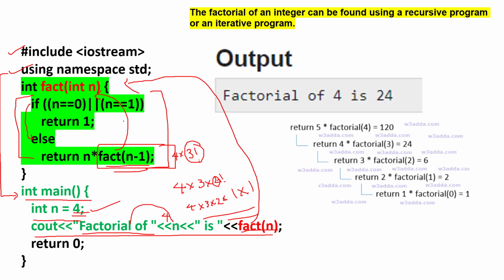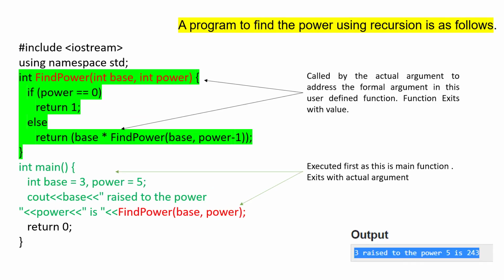Okay, let's see one more problem. So the output is factorial of 4 is, we have 4 into 3, 12 into 2, 24. Similarly, see this problem, of the same type as the factorial. Hash include iostream, using namespace std. Control will come to the int main. Integer base is equal to 3, power equal to 5. It means 3 power 5. Cout base.